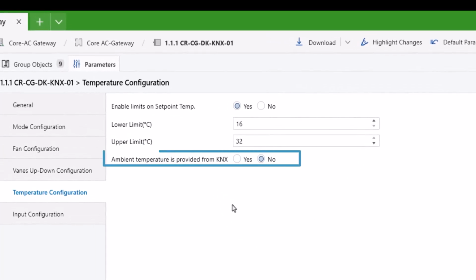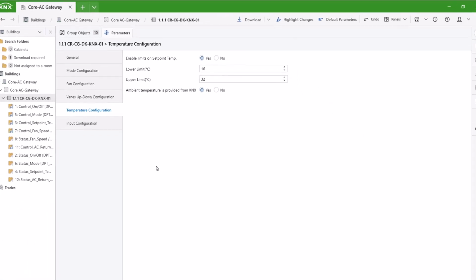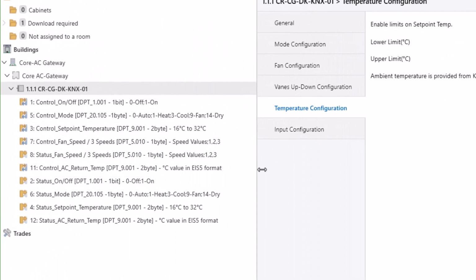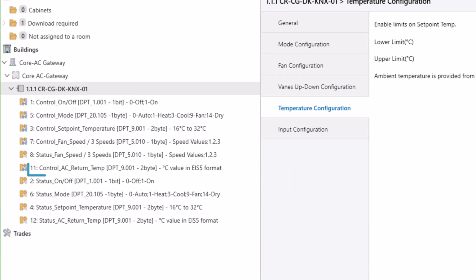It is the parameter that determines the source of the ambient temperature value processed by the indoor unit. It is disabled by default. In this case, the indoor unit reads the ambient temperature through its internal sensor.